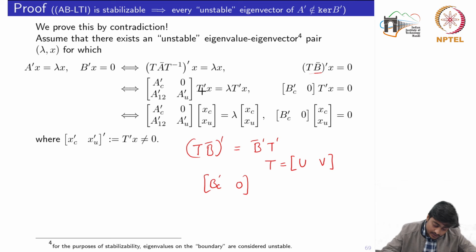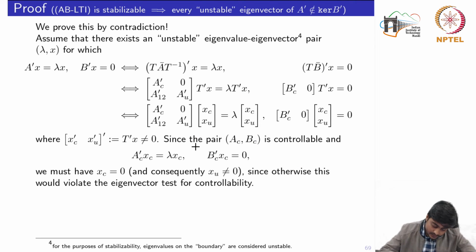And T transpose x is nothing but your x bar, which is given by here. X bar is the decomposed form of xc and xu. Similarly, T transpose x would become x bar. The rest of the matrices would remain the same. Similarly, it would happen here, where we know that this x bar is equal to T transpose x and is not equal to 0. Clear up to this point?